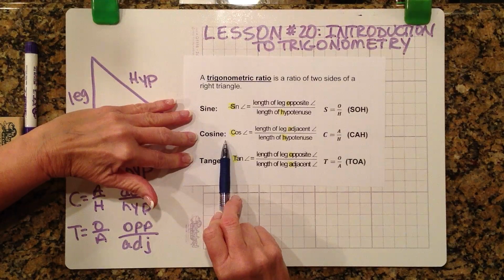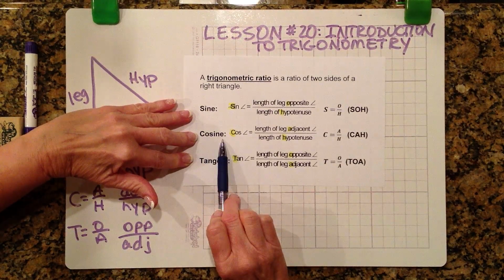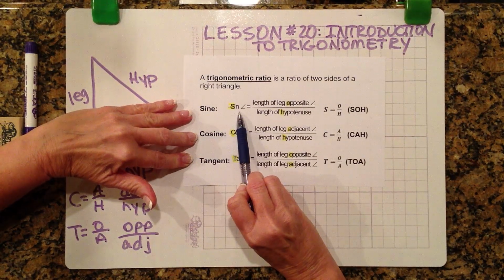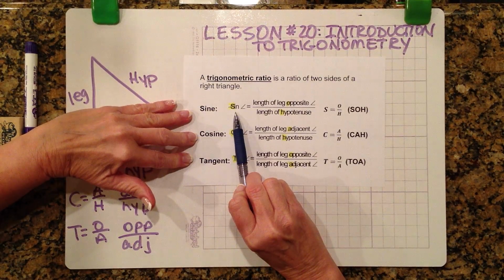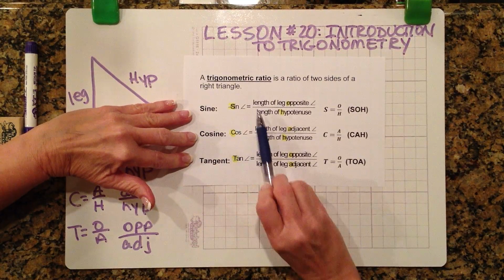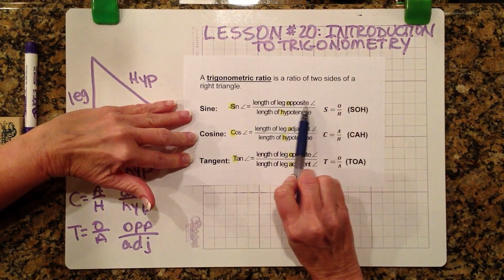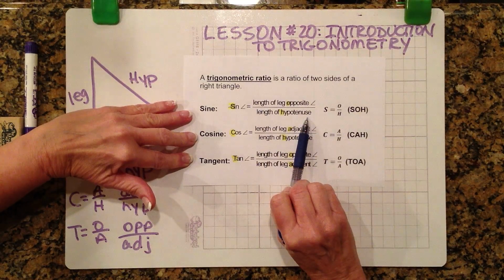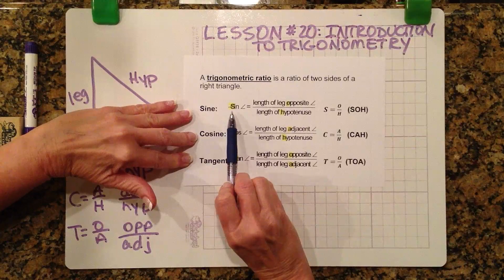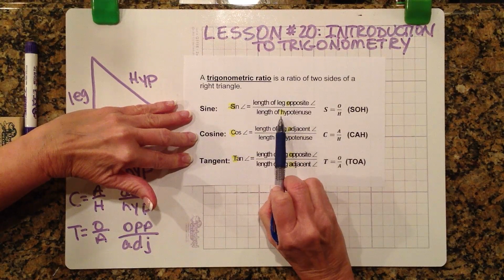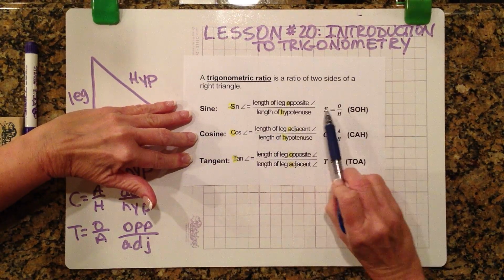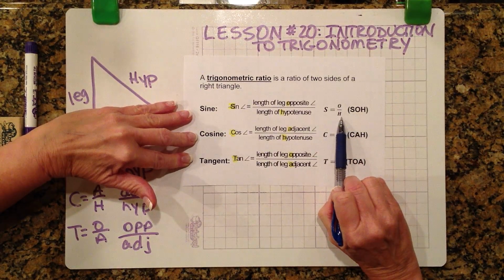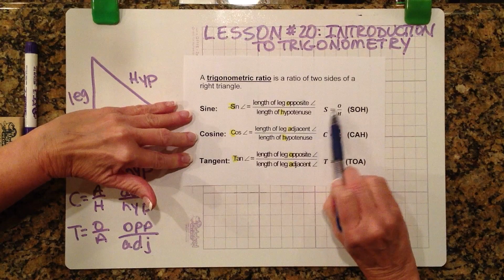Cosine, you don't call it cos, it's cosine. And tangent. Now to abbreviate sine, we write S-I-N, but you still say the word sine. It is the length of the leg opposite the angle to the length of the hypotenuse of the triangle. If you notice, I have the S, the O, and the H highlighted. So our sine is the opposite over hypotenuse, or SOH.